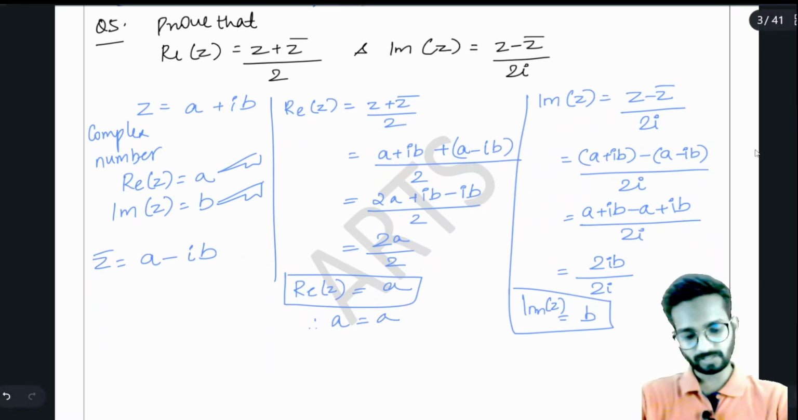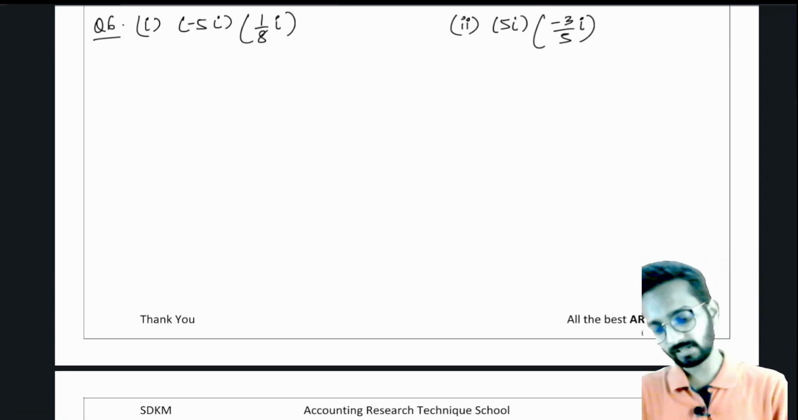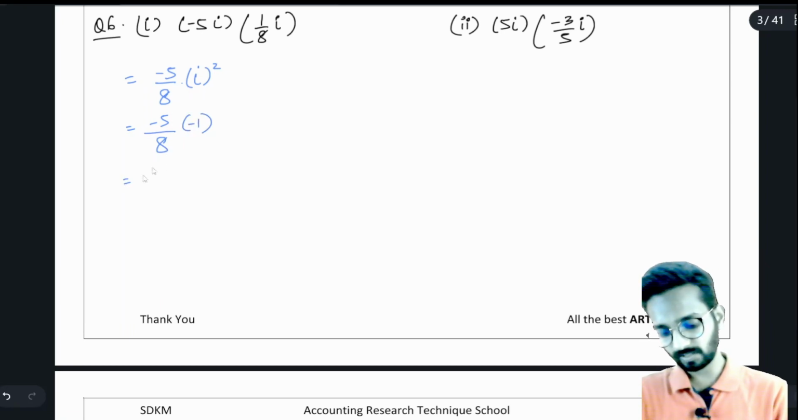Now we will solve question number 6. What is happening here? Very simple. See, two numbers are getting multiplied, negative 5i and 1 by 8i. So I can write here negative 5 by 8 into i square. It is nothing but negative 5 by 8 into negative 1, so it will become 5 by 8.